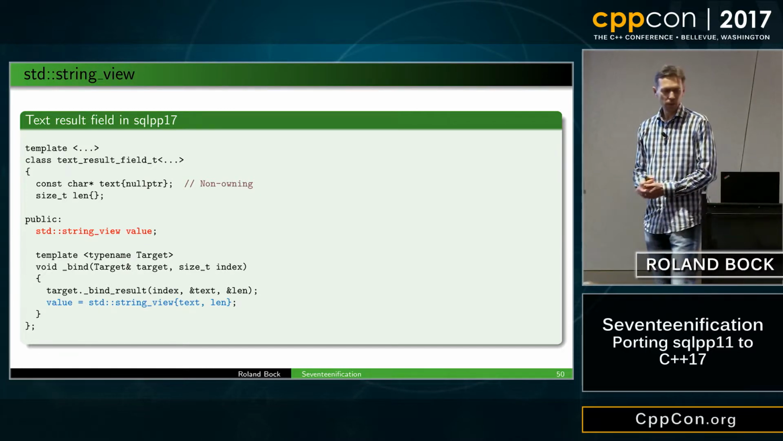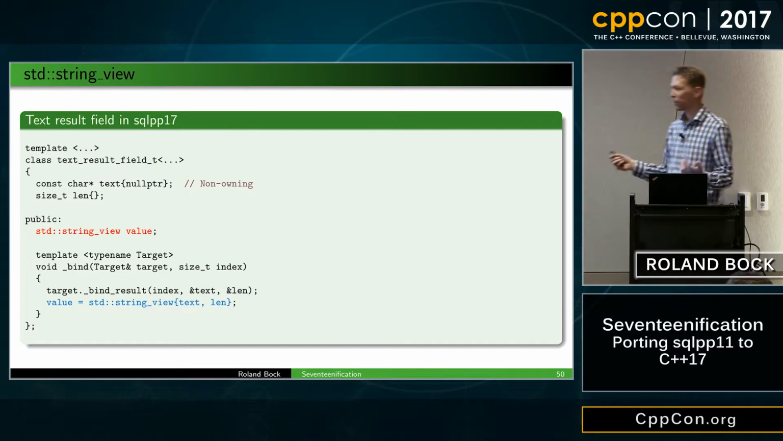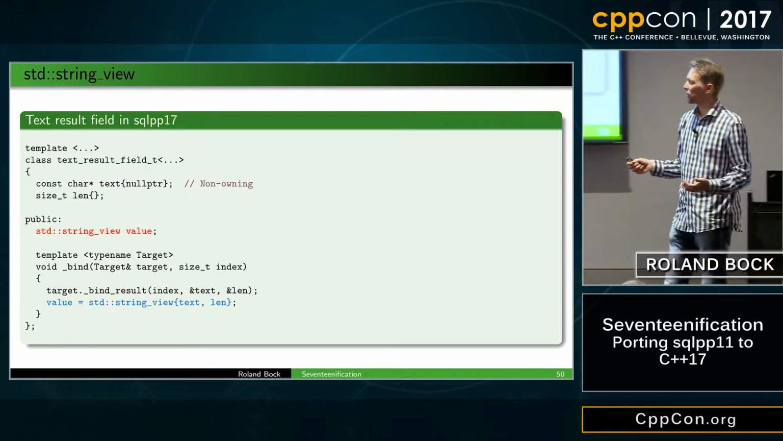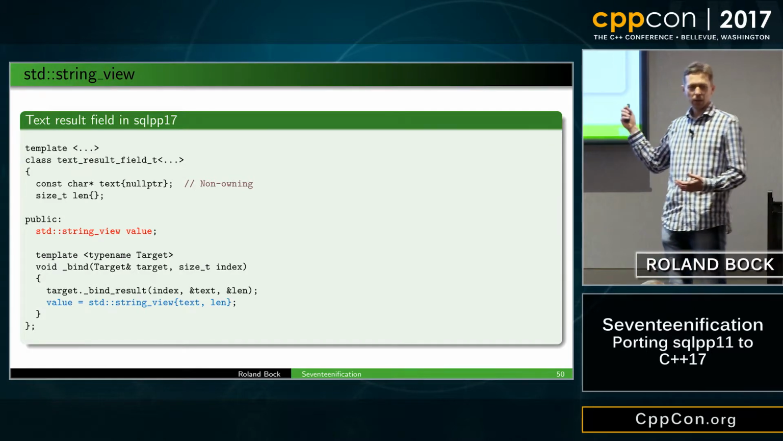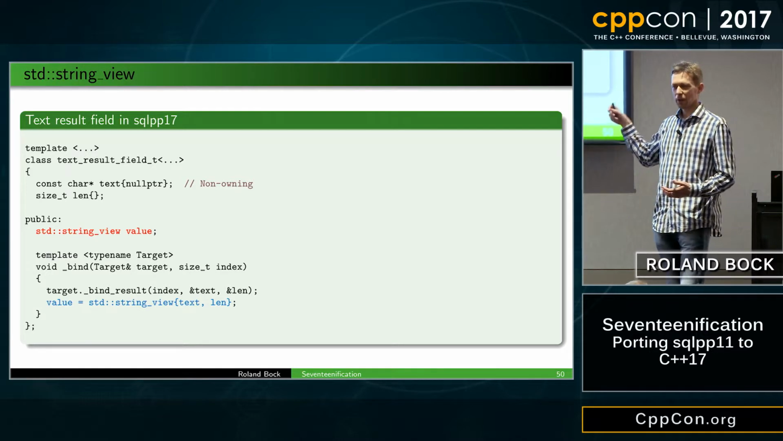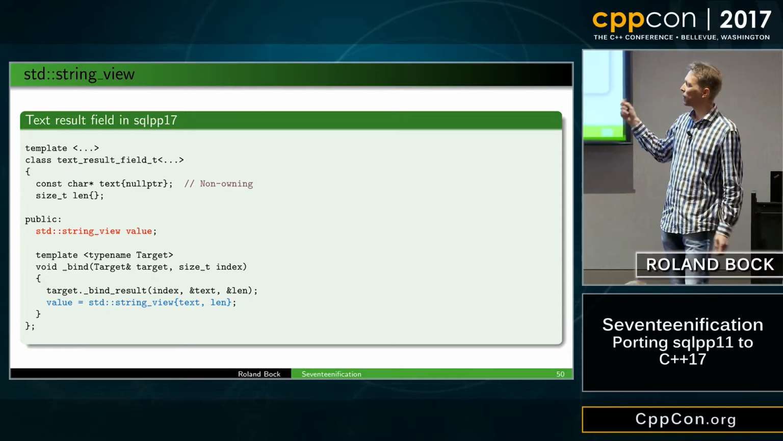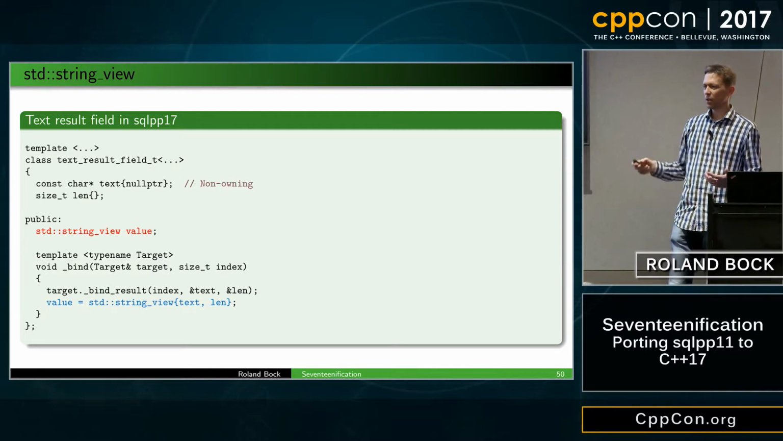With C++17, we now have string view. String view is a non-owning view on a character pointer, for instance, and it doesn't allocate anything. It just happens to take a character pointer and a length. That's exactly what we have. We can put this in the string view, and it will then have a representation that almost looks like a string but isn't.